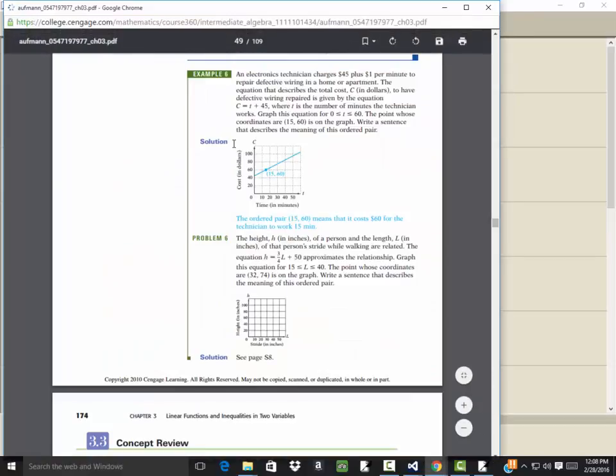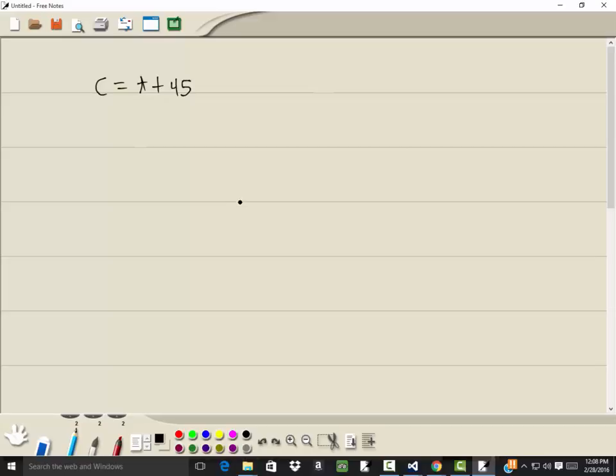Different variables, but still the same idea. Whatever number's in front of our variable right here, this is going to be our slope. Now there is no number there, so your slope by default is 1. Remember, we want that in fraction form, so I'll put that as 1 over 1. And this number here at the end will be our y-intercept. So our y-intercept is 45.